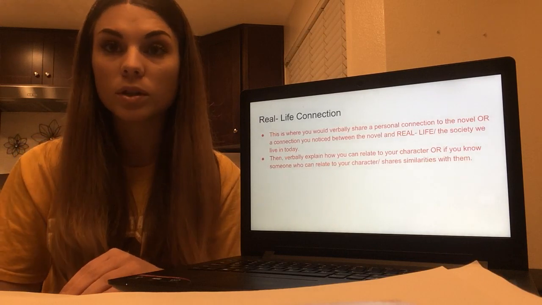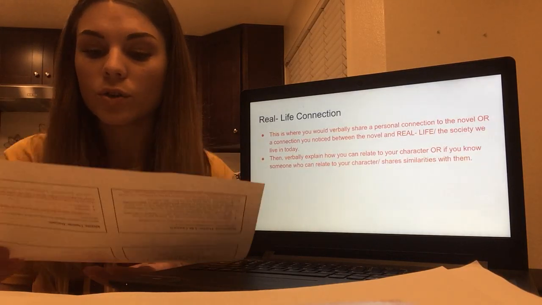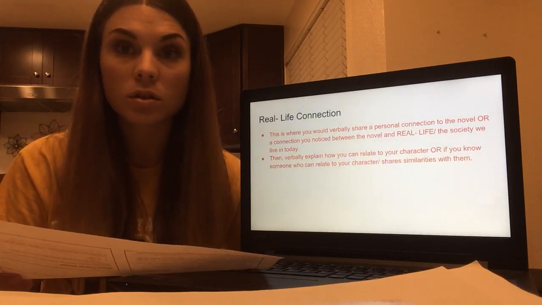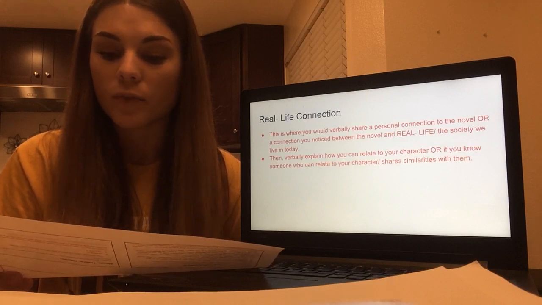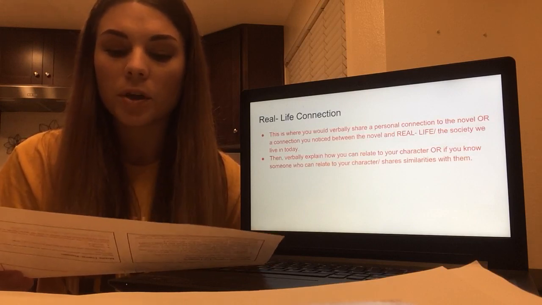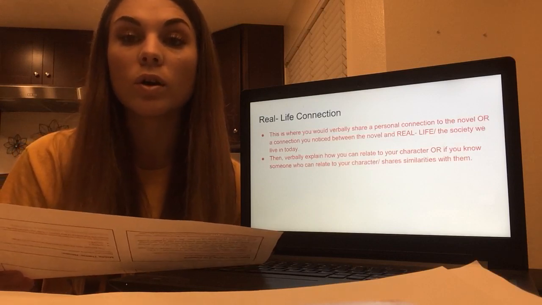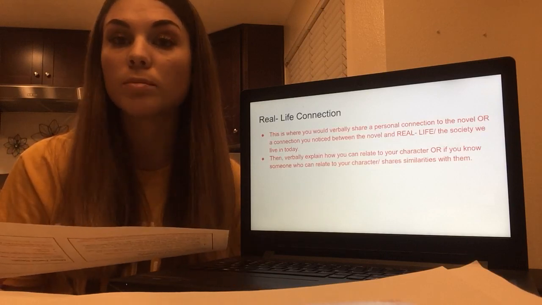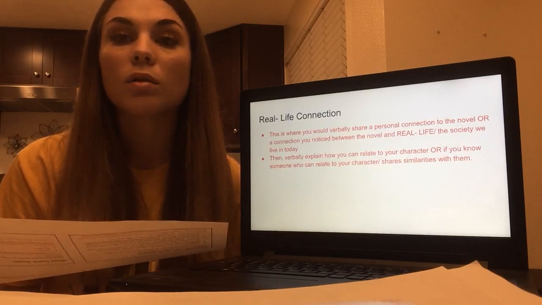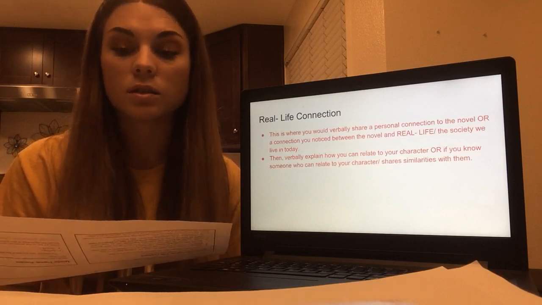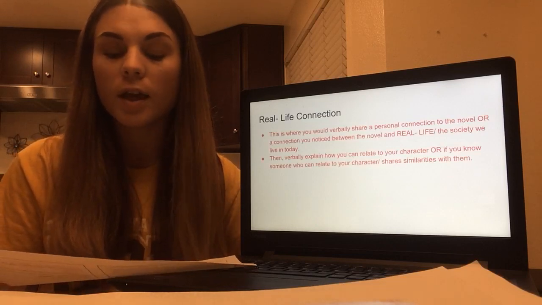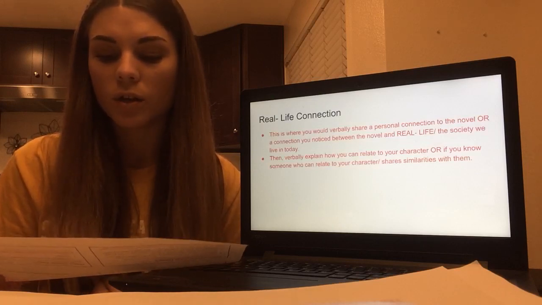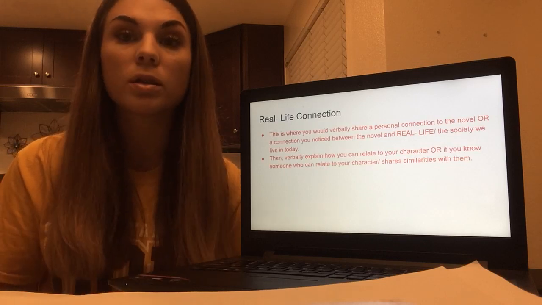Okay. The end, you guys don't need to make a slide about your real life connection. I just want you to verbally tell me. So this is where you would verbally share a personal connection to the novel. If you did not have a personal connection at all, then you would tell me about a connection you noticed between the novel and the real world. So thinking of society in general, do you see any overlaps? Just kind of explain that. That can be 1 to 2 sentences. Just give me a real life example. Then verbally explain how you can relate to your character, or if you know someone who can relate to your character or share similarities with them.